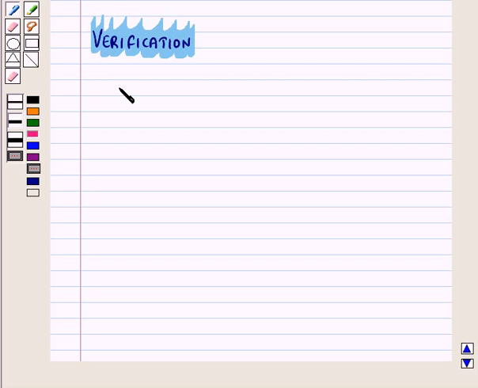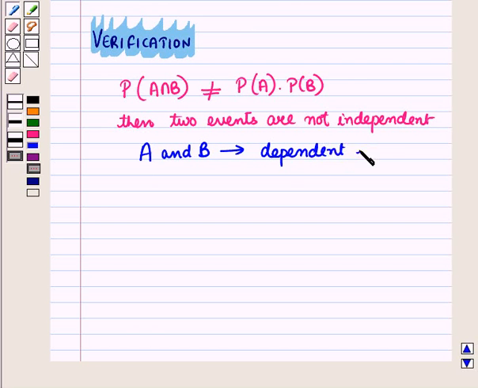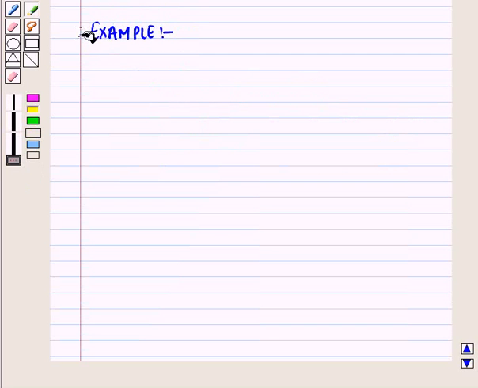Now if probability of two events A and B occurring together, that is probability of event A intersection B, is not equal to the product of their probabilities, that is probability of event A into probability of event B, then the two events are not independent, so here A and B are dependent events. Now let us discuss an example for this.